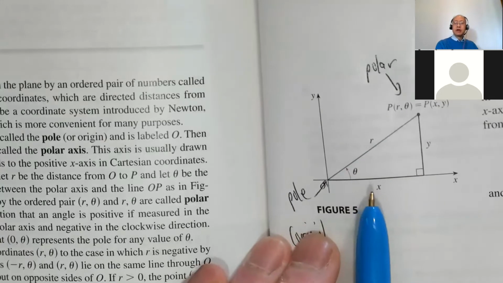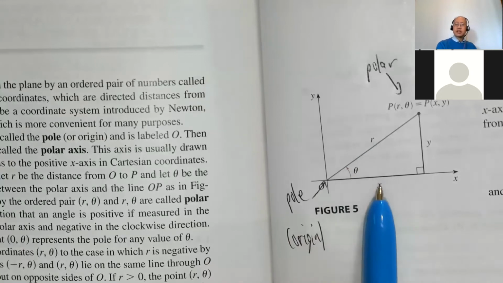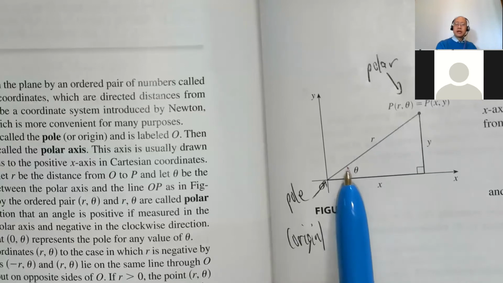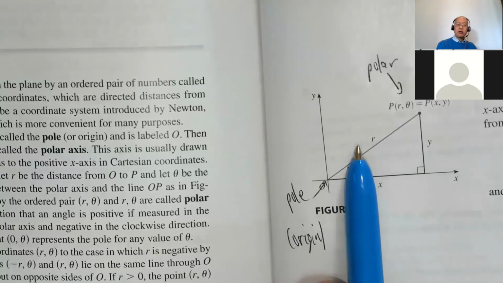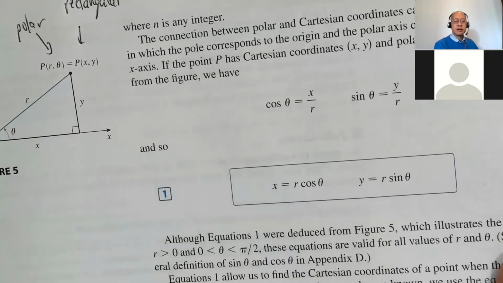Okay, then let's see what else I can come up with. How about cosine of theta? Cosine from trig is adjacent over hypotenuse. So cosine theta is x over r. If you multiply both sides by r, you get this: x equals r cosine theta.